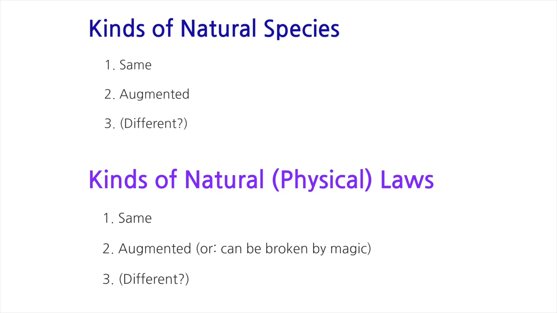So this helps you design. You can say, okay, I want a natural species, so I'm going to pick elephant. But I want it to be augmented and broken by magic. So it's a talking elephant. A good example, of course, is the Teenage Mutant Ninja Turtles, right? Turtles, but augmented by science in that instance.